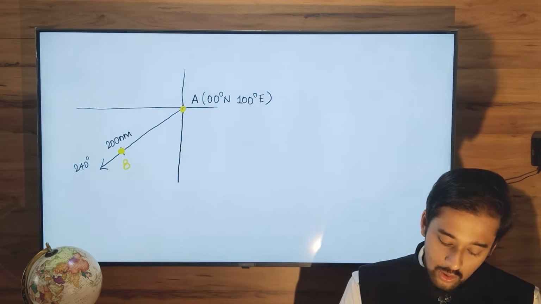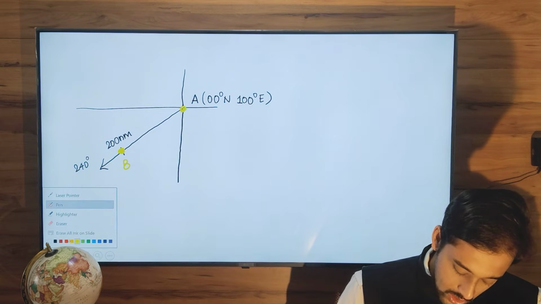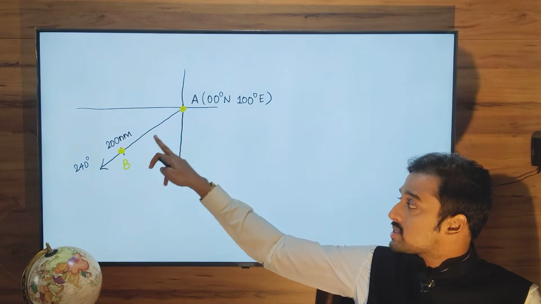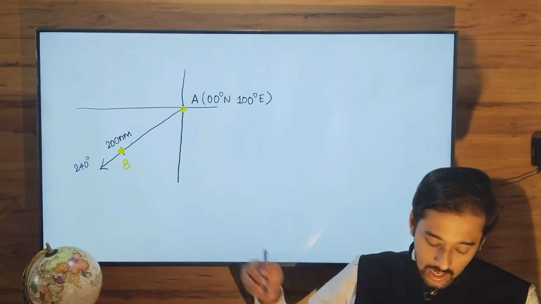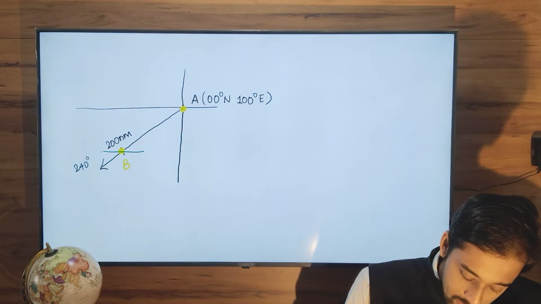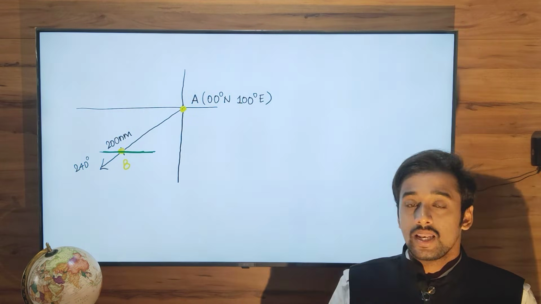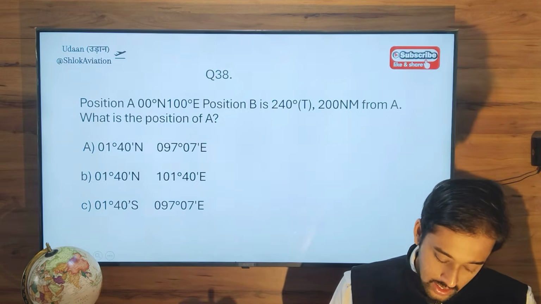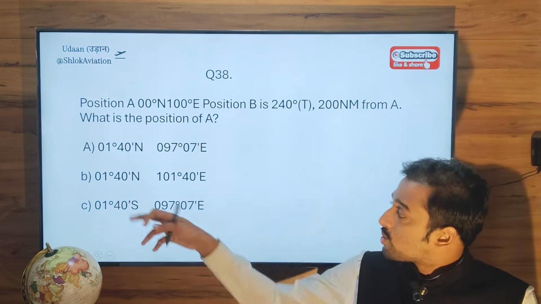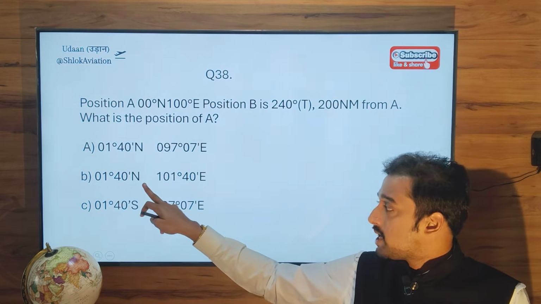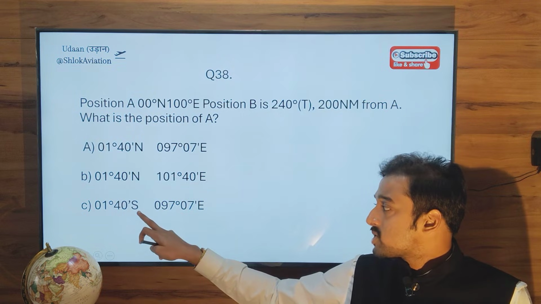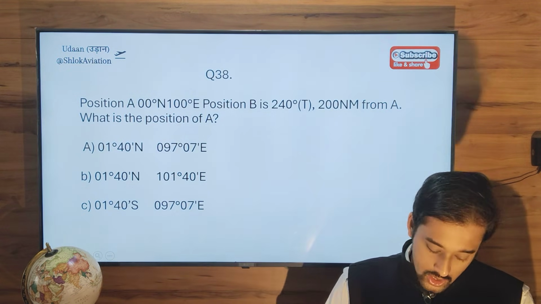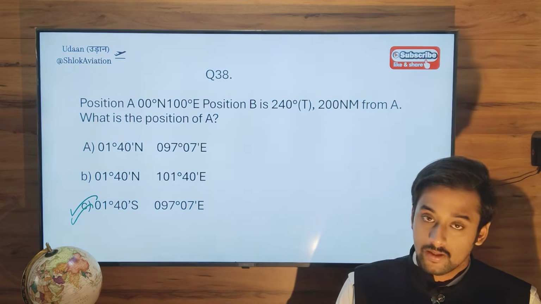Now see, you are at the equator and you are going in a southwesterly direction. That means the new latitude of B will be a southern latitude, any southern latitude. The options given here are option A, northern latitude, option B, northern latitude. Option C is the only option which is a southern latitude, right? So option C will be the correct option.